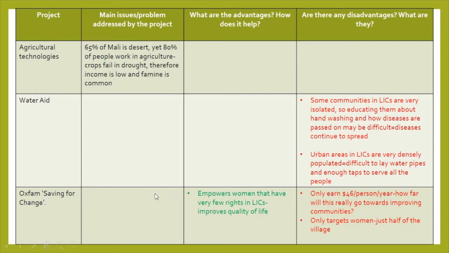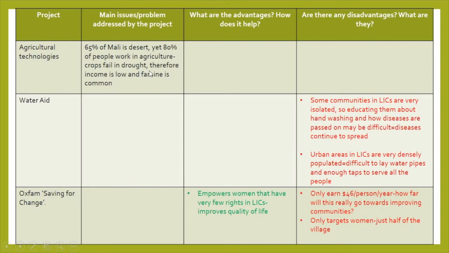What I'd like you to do for each one is have a read, put a summary in this box of what problem the project is trying to address. So Mali has problems with crops failing due to poor farming methods. It has problems with contaminated water. It has problems with adult literacy rates. So what problem is it trying to address, and how? I've put an example in there for you of how to answer that one.